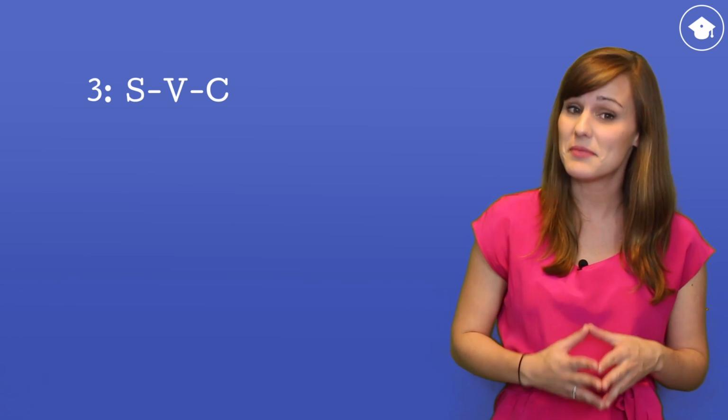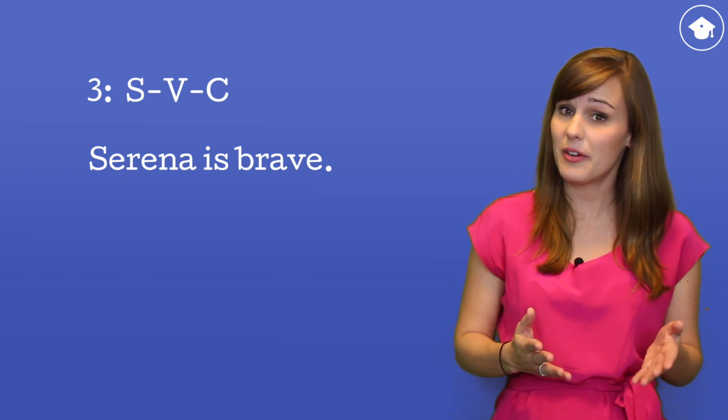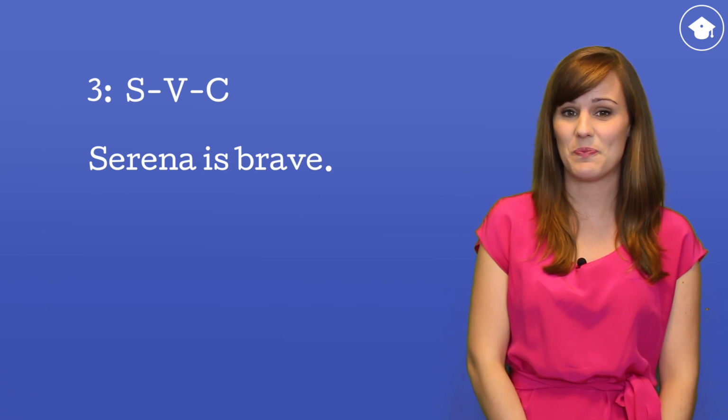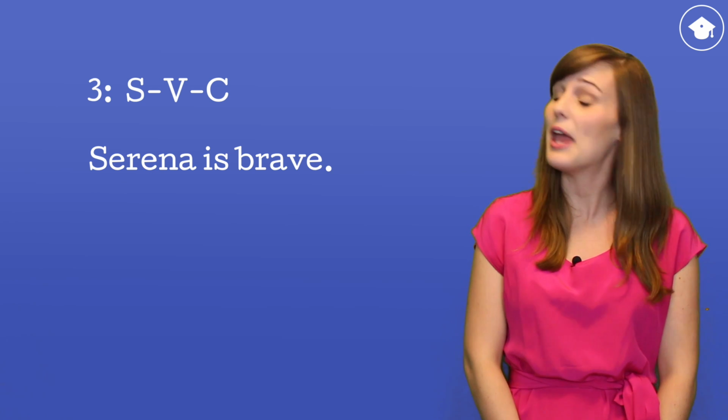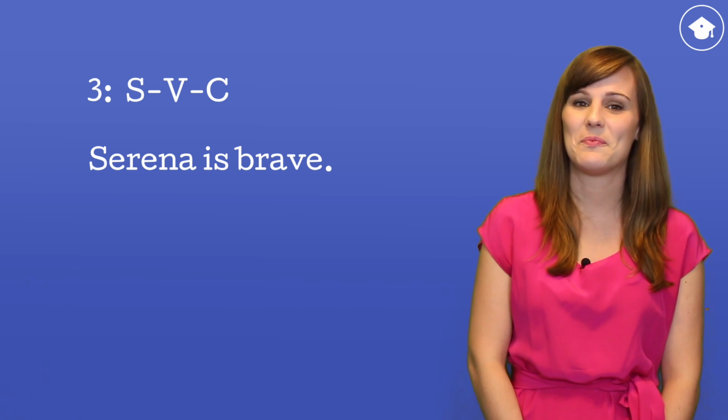Sentence structure number 3, SVC. C stands for complement. A complement is just a word for an object that modifies the subject, the S of the sentence. Typically, this will be an adjective. Here's the simplest form of SVC sentence. Serena is brave. There, Serena is the subject. The verb is, and brave is the complement describing the subject, Serena.